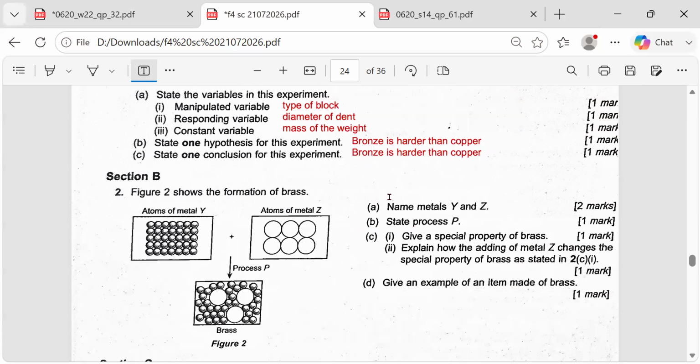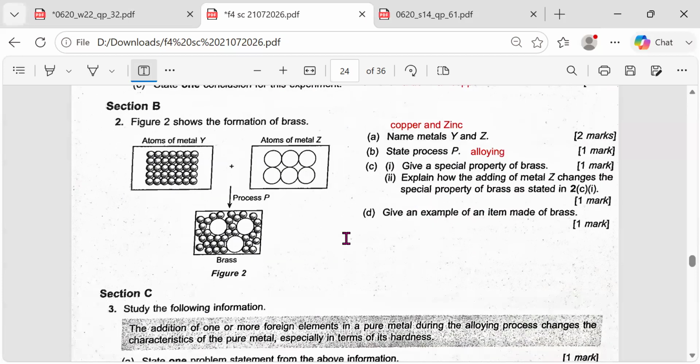Brass is made from copper and zinc. Process P is called alloying. Do you get it correct? What is a special property of brass? It's hard.